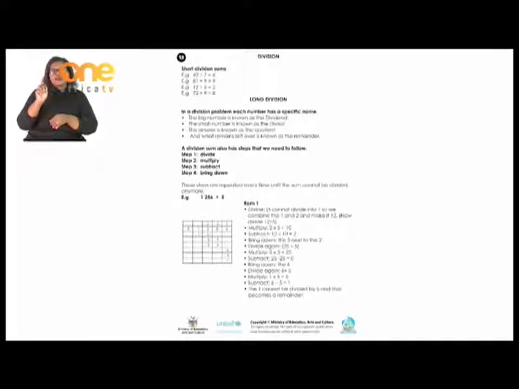A division sum also has steps that we need to follow. Step 1, division. Step 2, multiplication. Step 3, subtraction. And then the last step, we should bring down the numbers. These steps are repeated every time until the sum cannot be divided anymore.